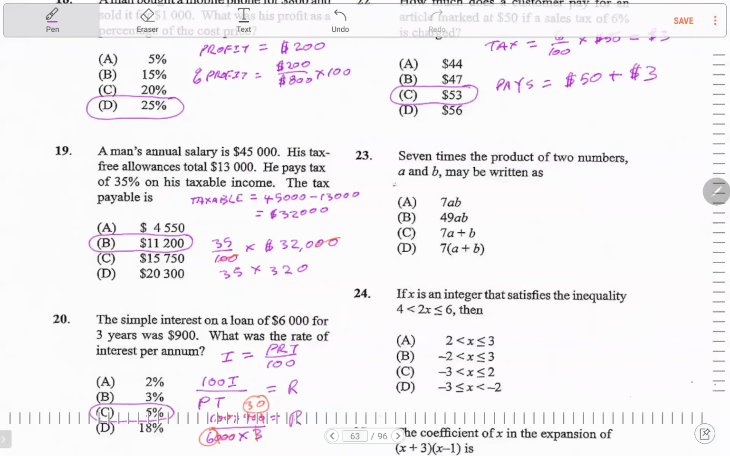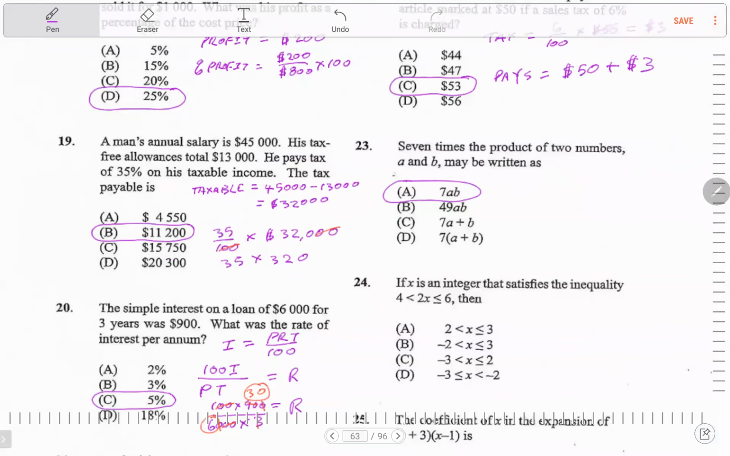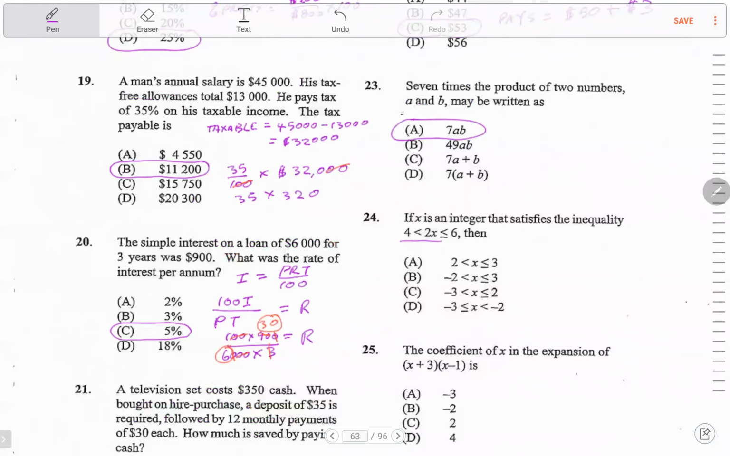7 times the product of 2 numbers A and B may be written. The product of 2 numbers A and B is AB. I want 7 times it. So basically, answer is A. All right, easy question. Next one. Did this one already as well. So we'll just divide 2 by 2. And so this becomes 2 less than x less than or equal to 3. If we divide 2 by 2, so the answer is A. I think it was A when we did it last time too.